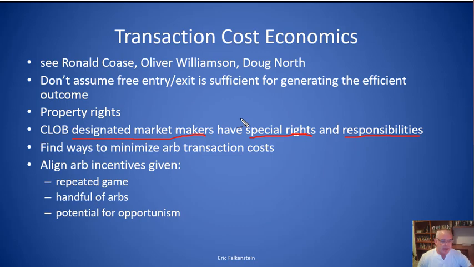So how do we minimize the ARB's transaction costs? Because if we minimize their costs, then we would have to pay them less, whatever mechanism we come up with. So that's another thing we want to focus on. To align their incentives, given we know there is a handful of them playing a repeated game, and they have an incentive to collude and maximize their profits because they're regular people.